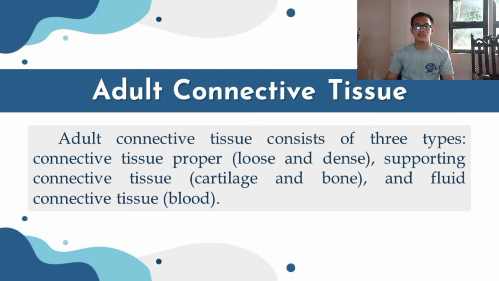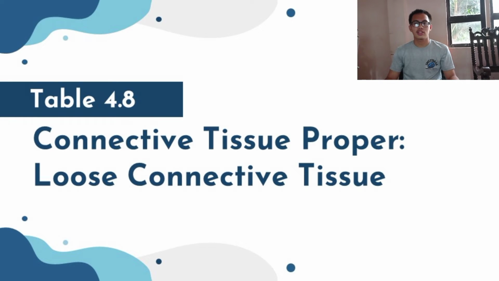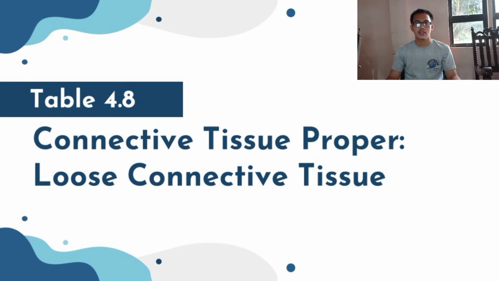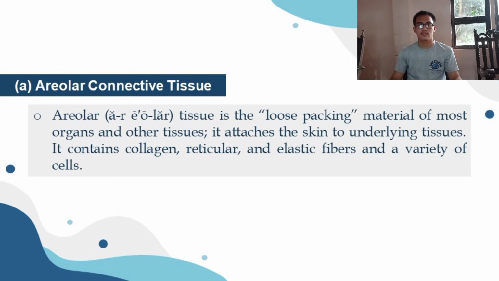This tissue consists of 3 types: the connective tissue proper, or the loose and the dense; supporting connective tissue, which is the cartilage and the bone; and fluid connective tissue, which is the blood. Table 4.8 is the connective tissue proper, loose connective tissue. The first of the loose connective tissue is the areolar connective tissue.